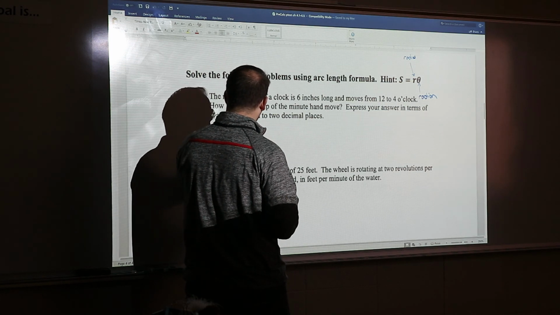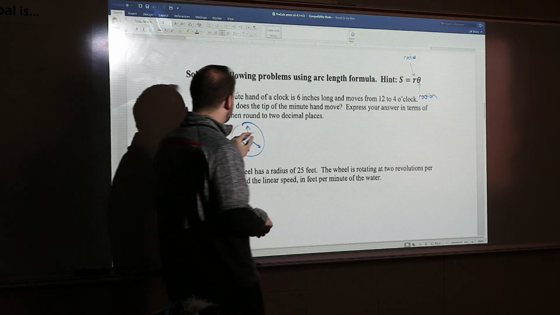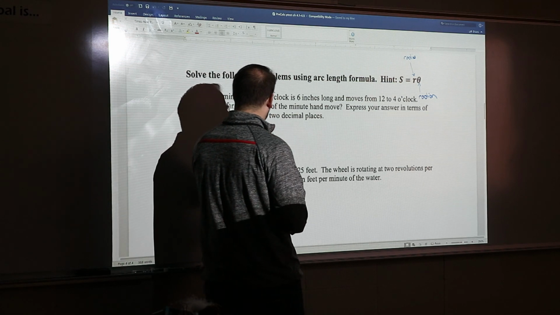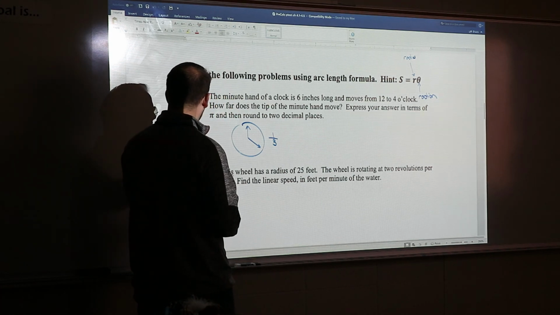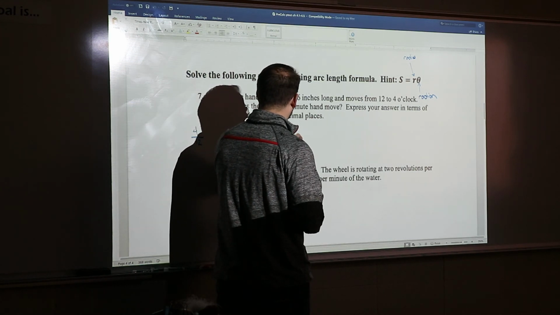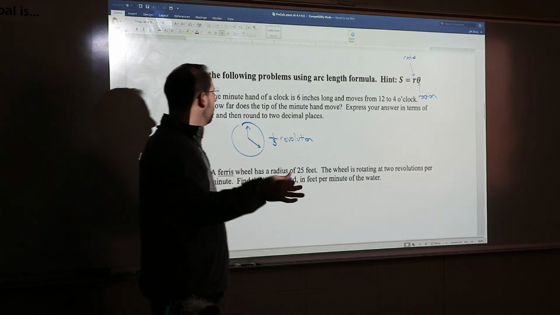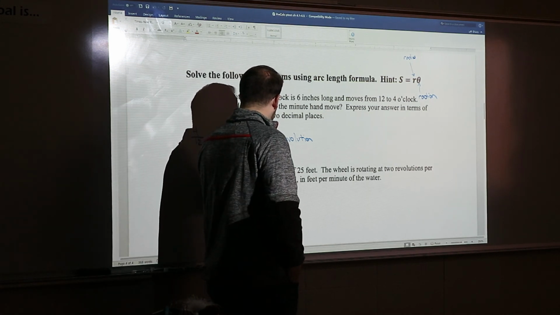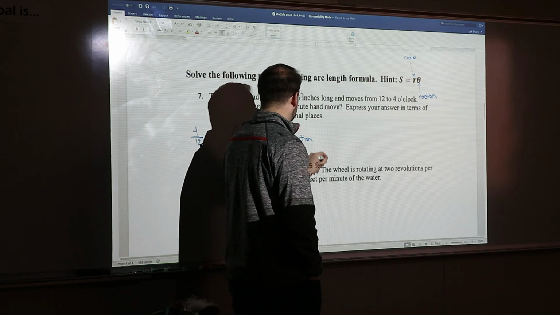You don't need to draw this. But if I'm going from 12 o'clock to 4 o'clock, that's 1/3 of a full rotation. Now, why do I know that? We went 4 hours out of 12, so this is 1/3 of a revolution. Okay, now, how this works. 1/3 of a revolution, that's 1/3 of 360 degrees, which is 120 degrees.